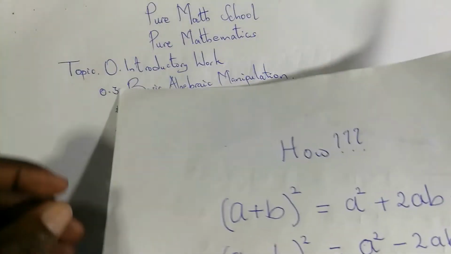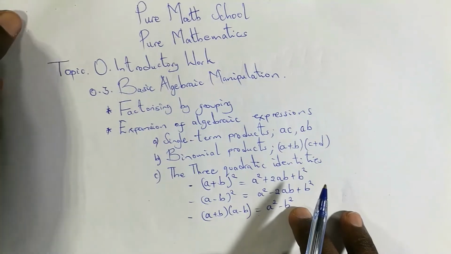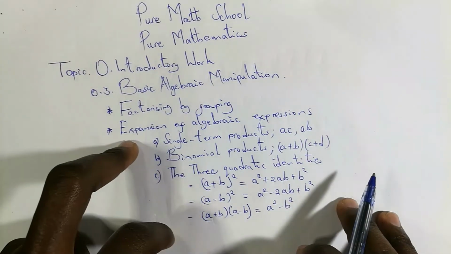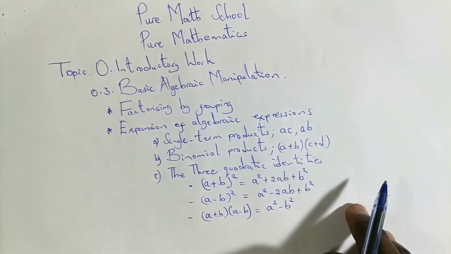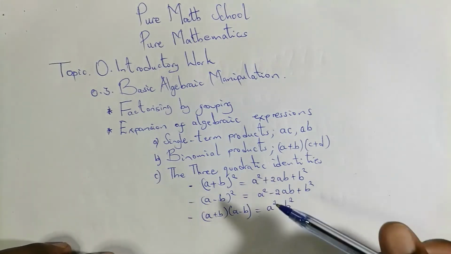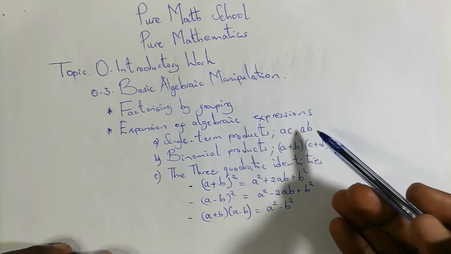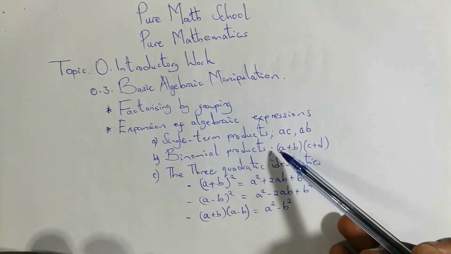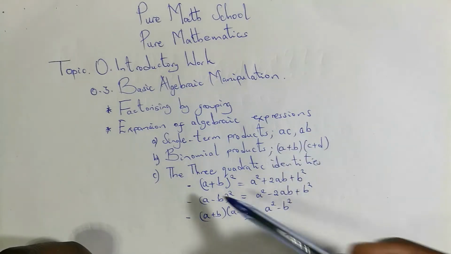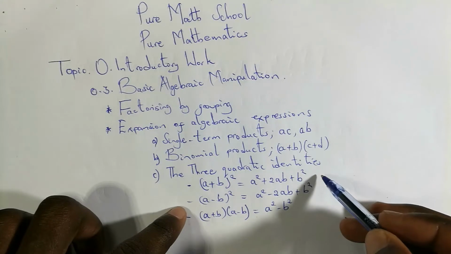Today we're going to look at basic algebraic manipulation, and these are what we're going to look at today. We're going to check on factorizing by grouping, expansion of algebraic expressions. Then under that we're going to look at single term products, that's of this form, when you have one term multiplying another term. Binomial products, we have a combination of two terms. Then we look at the three quadratic identities, but today we are going to first cover the first three here.